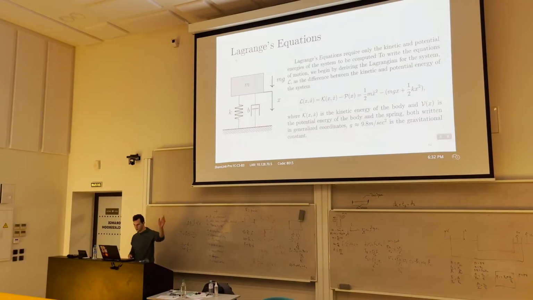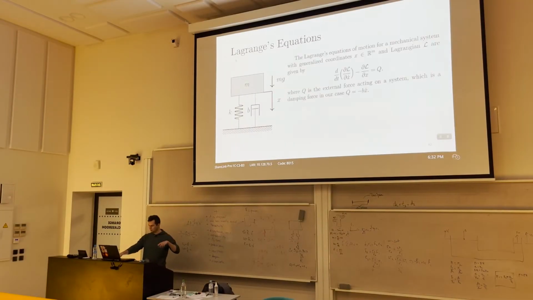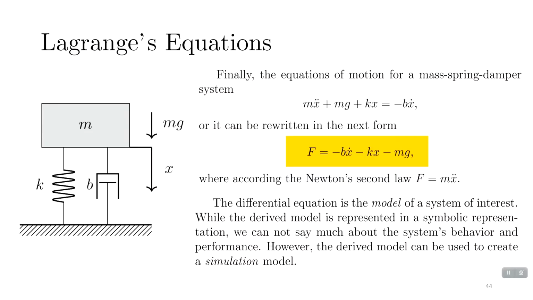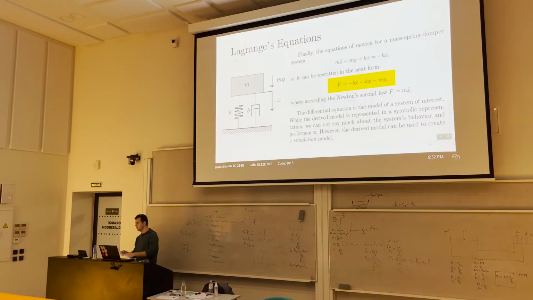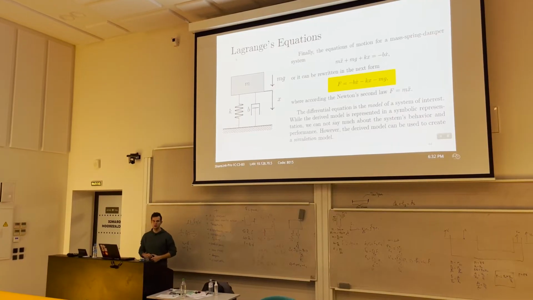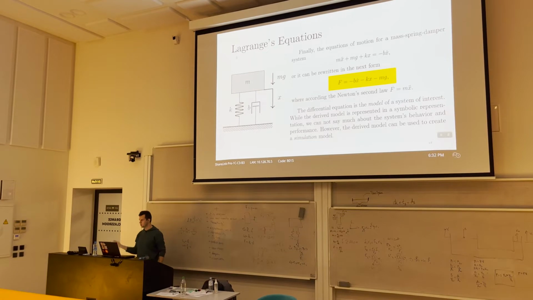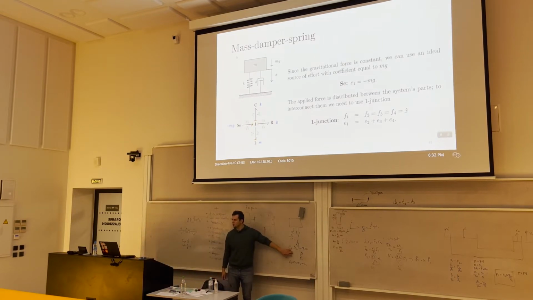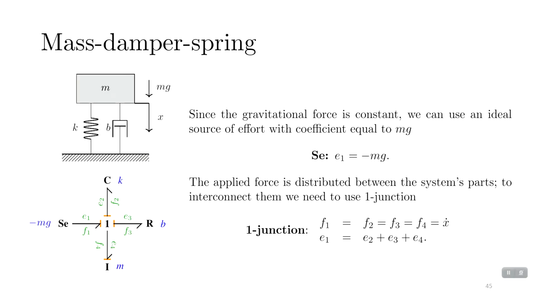Let's go back to our example. So before, during our previous lecture, we derived this equation. We derived the equation, and only then were we able to create a graphical representation via block diagram. For the bond graph, we start with the graphical representation that we conducted.